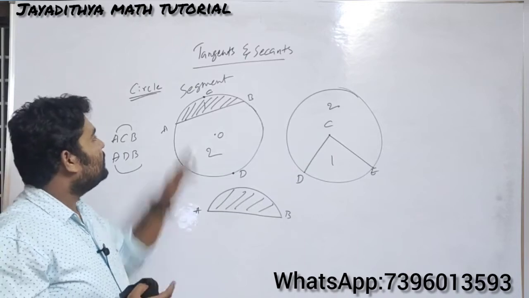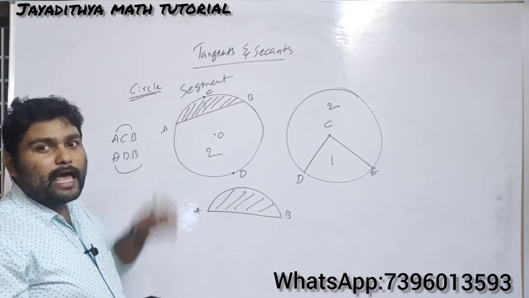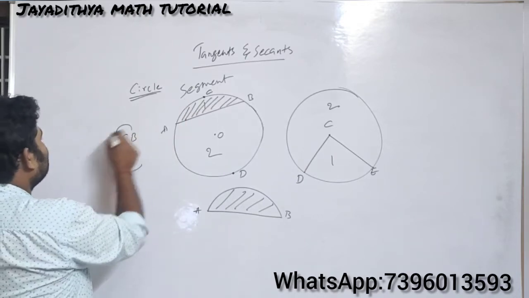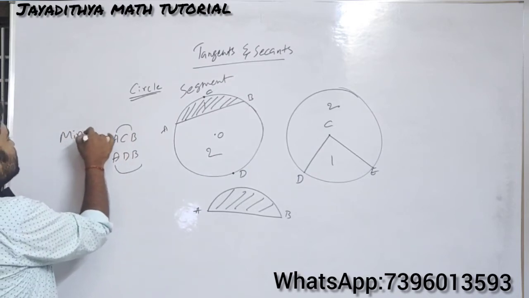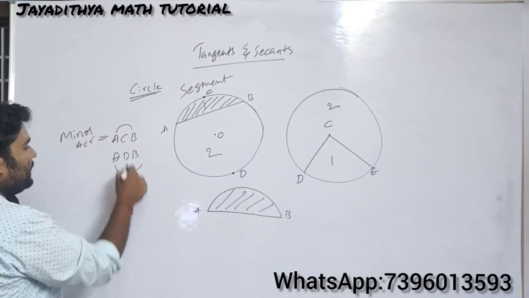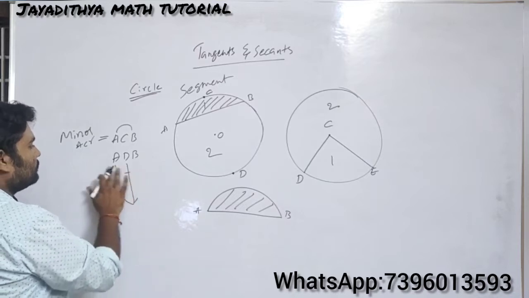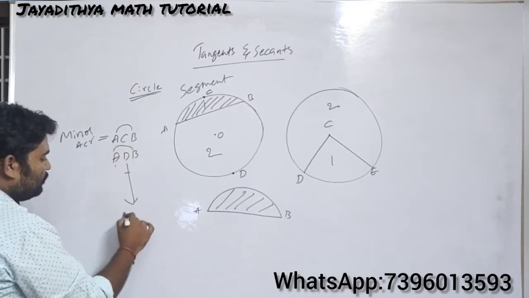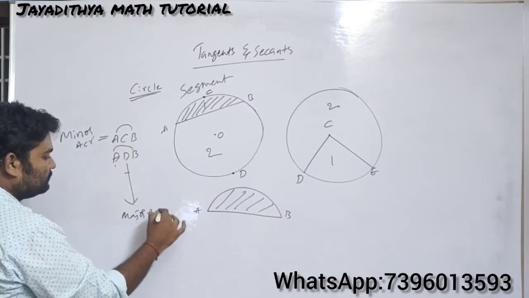The smaller arc is known as minor arc. So this is known as minor arc. And ADB is the arc which is known as major arc.